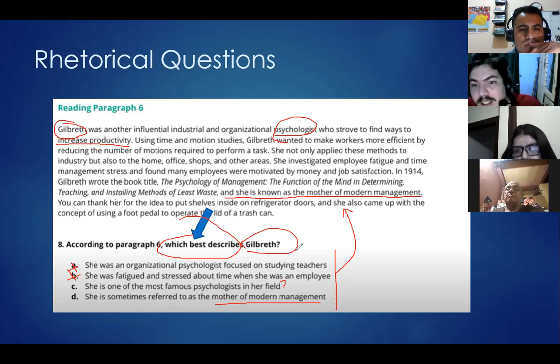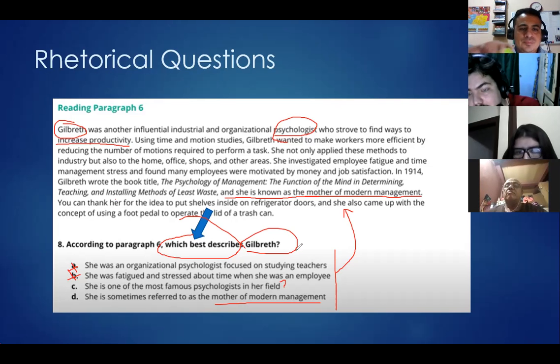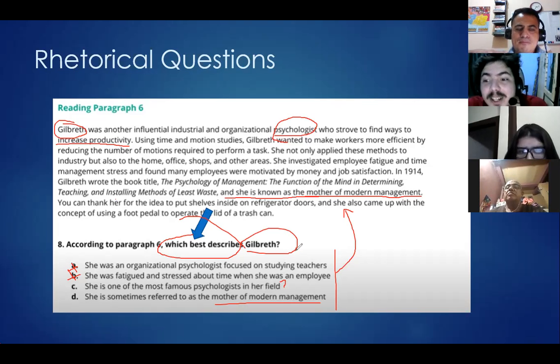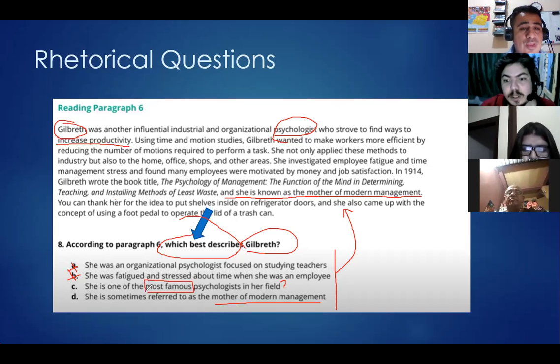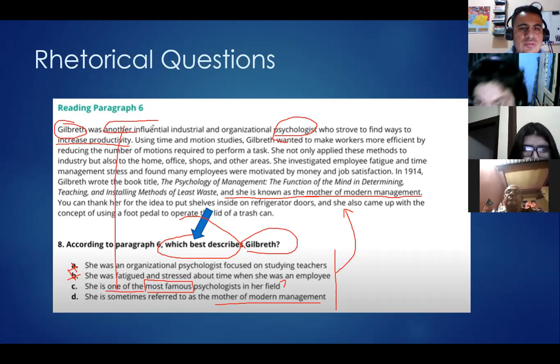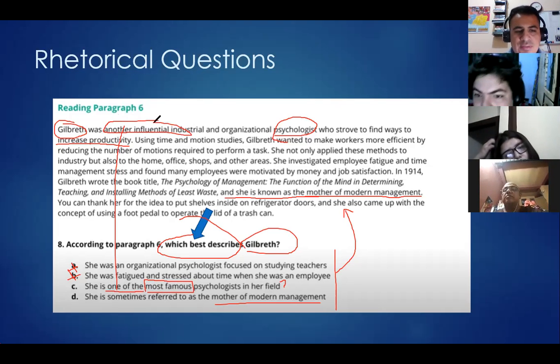Well, first off, she was another influential psychologist, as it says in the beginning. She was influential in her area of psychology, and she even got a nickname relating to the things that she achieved in her field of psychology. Yeah. So you think a nickname is sort of a big deal in this case. Okay. So she's one of the most famous. Ah, okay, very good. It says here she was another influential psychologist. Puede ser. It could be. See? Or she is sometimes referred to as the mother of modern management.